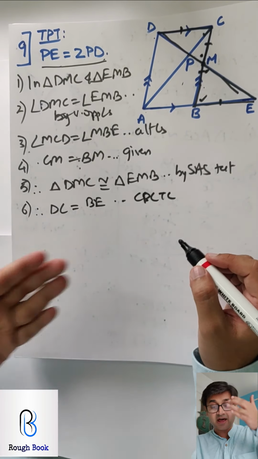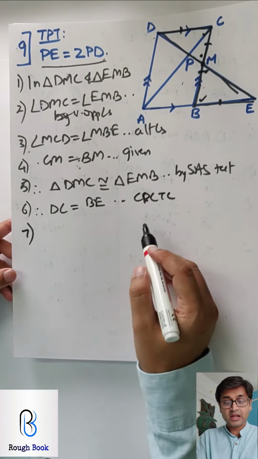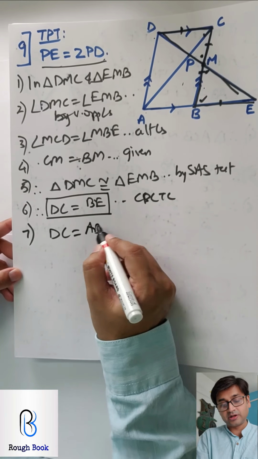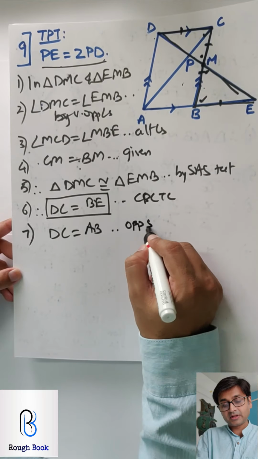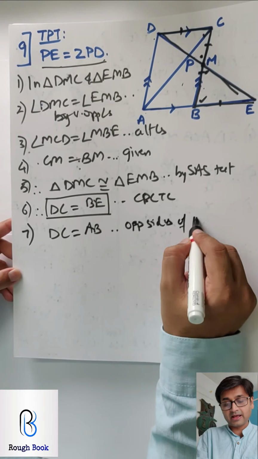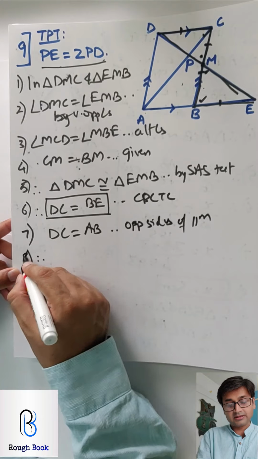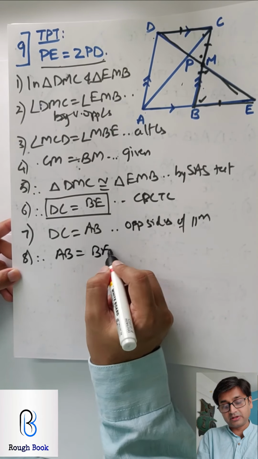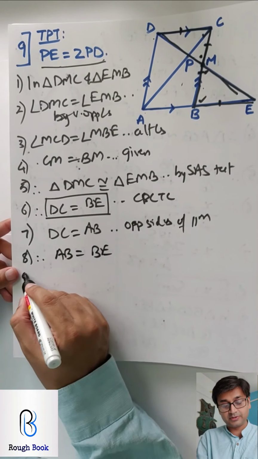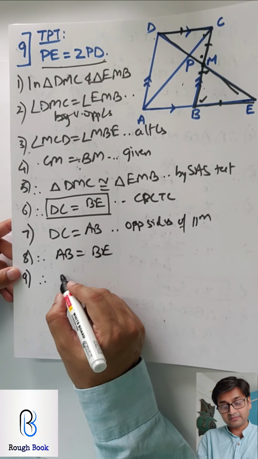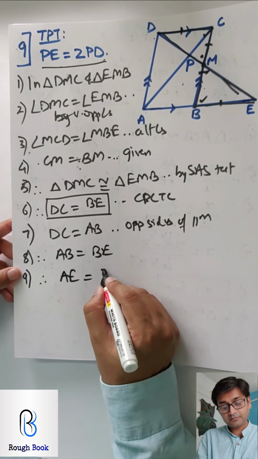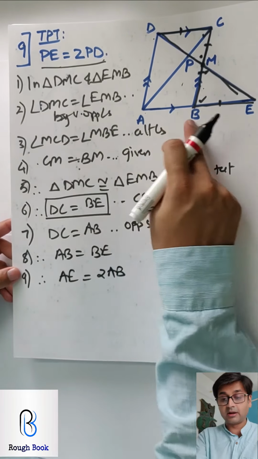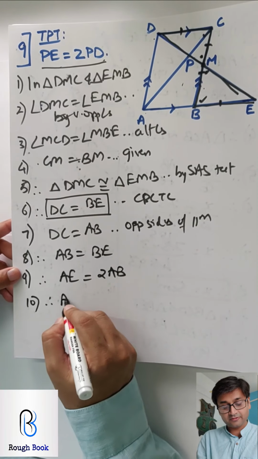CPCT. I am still with similarity, sorry. Now that you got these two equal, you can say DC equals AB, opposite sides of parallelogram, and therefore these two get cancelled in your head. AB equals BE. So therefore I can say that AE is double of AB, AE is double of AB.